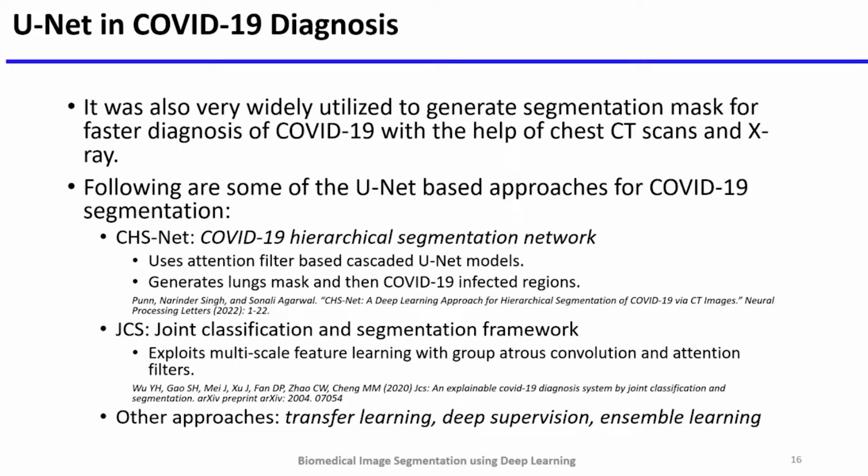In this approach, two cascaded attention-based UNet models are used, where the first model generates the lungs segmentation mask and the second model uses those masks to segment infected regions. In another approach, a hybrid classification and segmentation framework is introduced, where a group ASPP framework is used along with the attention filters to generate infection segmentation masks using CT imaging. There are several other approaches based on transfer learning, deep supervision, ensemble learning, etc. for faster diagnosis of COVID-19.